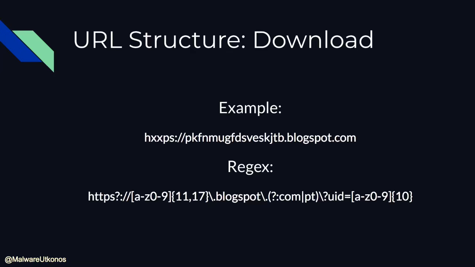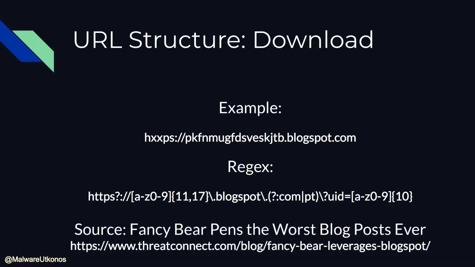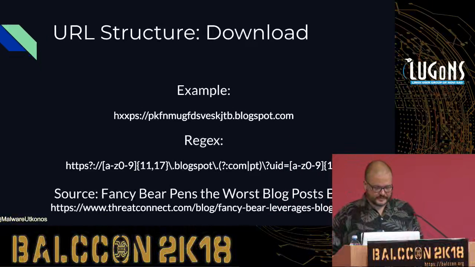But basically, you have the C2 URL, and then you've got a regex that can detect similar ones, and you can use this to find related C2 URLs. This one in particular, I think we all know who this one is. This is a blog that I wrote right after I found this, and they were leveraging Blogspot, and it's basically the worst blog post ever because it's just one forwarder to another place.